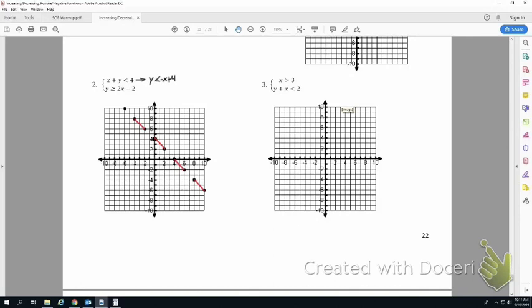Right. Going to the bottom one. Kiana, what is my y-intercept? And what is my slope? So y-intercept, I'm going to go up to right 1. Down to left 1. Because it's got the equal to, it's going to be a solid line.